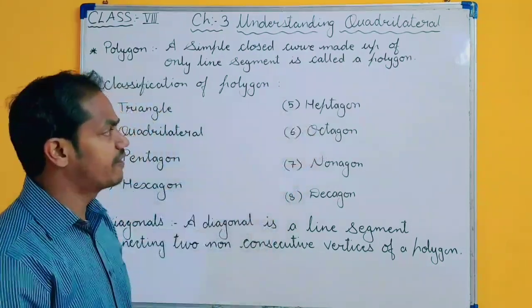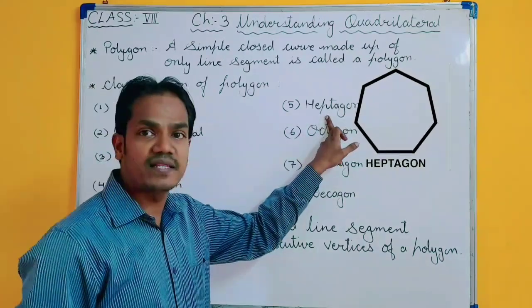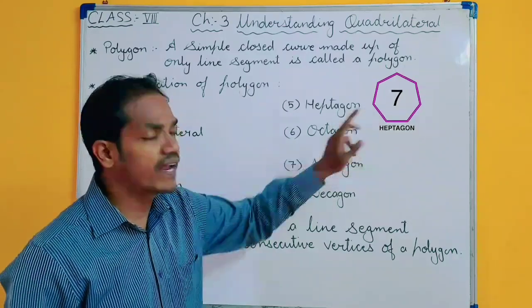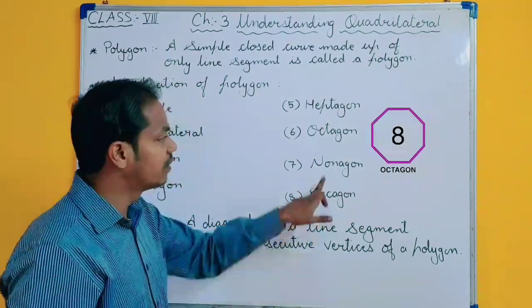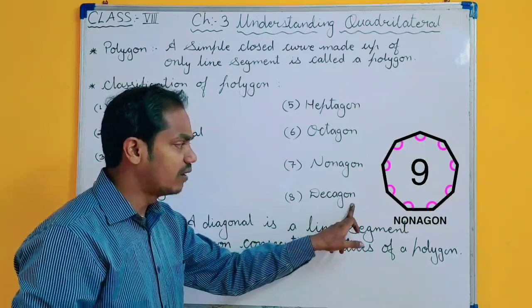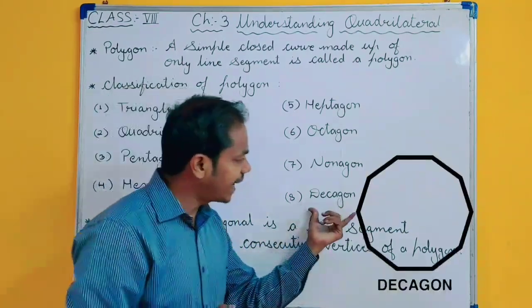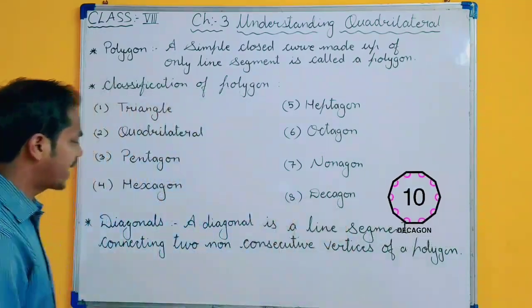Heptagon means a 7 sided figure, made by 7 line segments, and in 7 line segments you will get 7 angles. Octagon is an 8 sided figure, nonagon a 9 sided figure, and decagon a 10 sided figure, a closed figure made up of 10 line segments and having 10 angles is called a decagon.